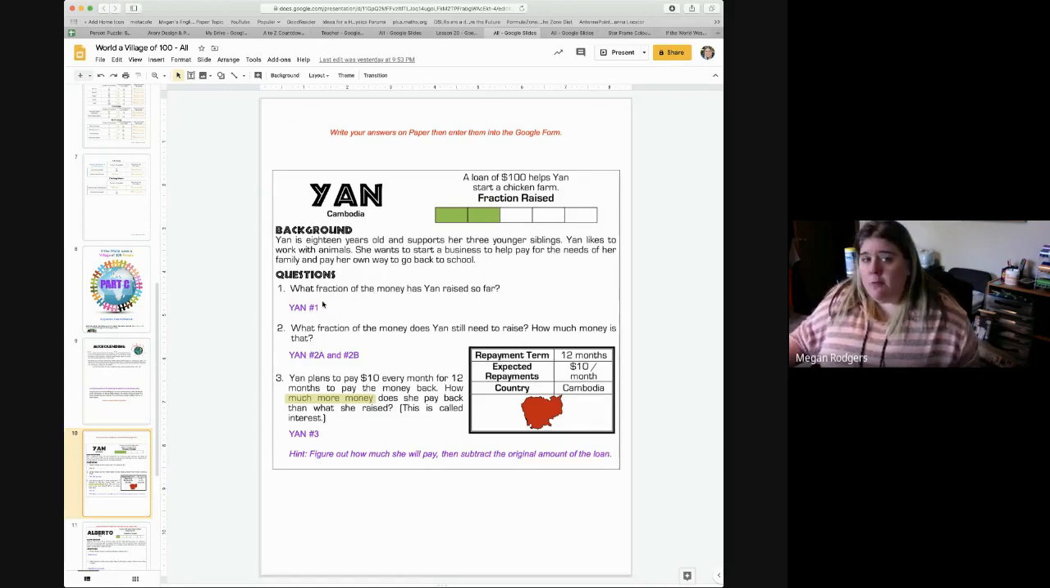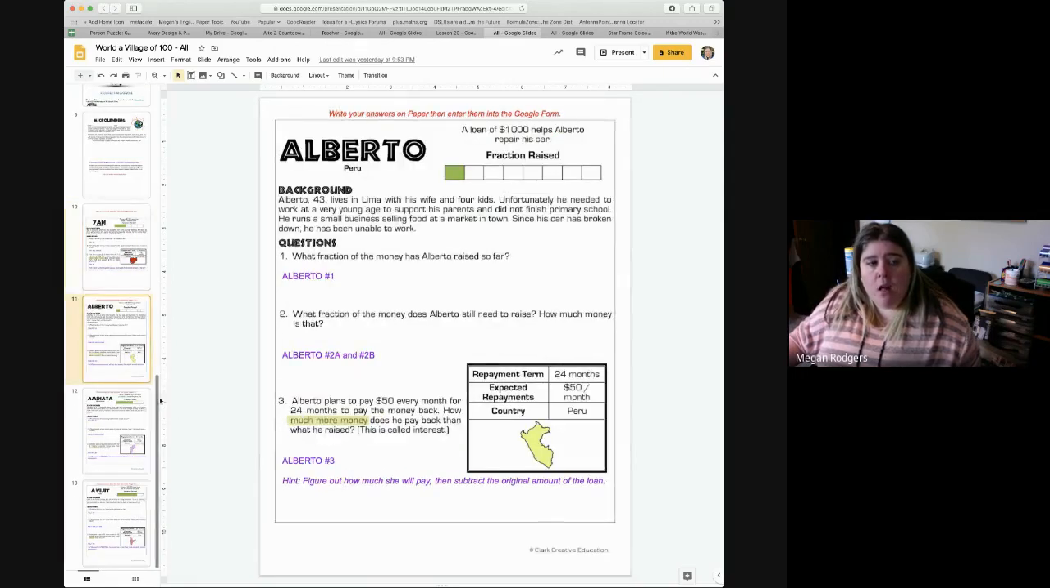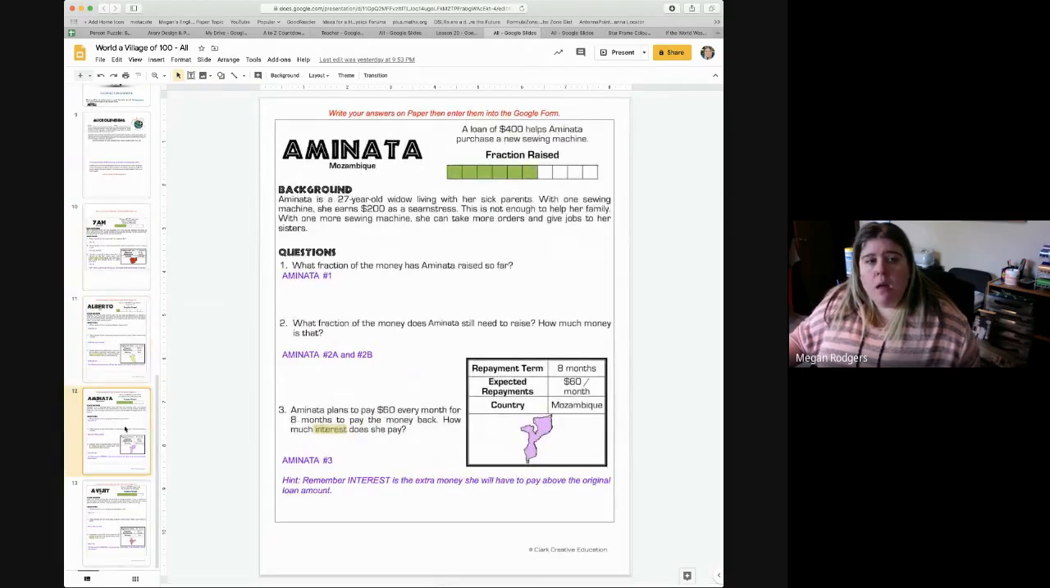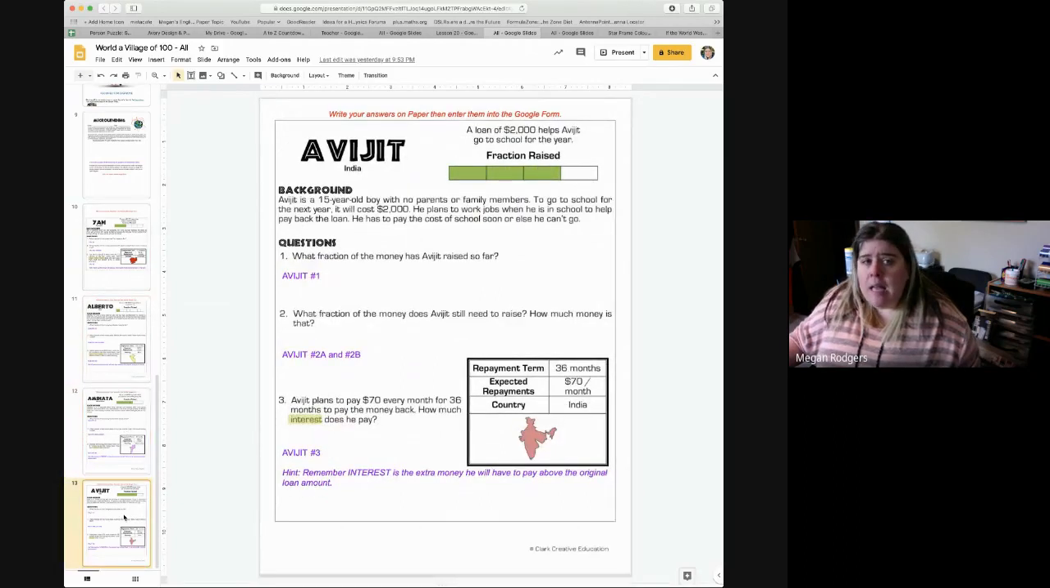It's asked what fraction of the money she's raised so far, what fraction does she still need to raise, and how much money is that? And then the last question involves interest, and there's some little hints about how to figure that out. So there are 4 different characters: Yon, Alberto, Aminata, and Avijit. I'm not sure how to pronounce names 100%.